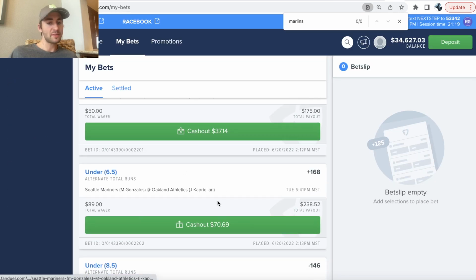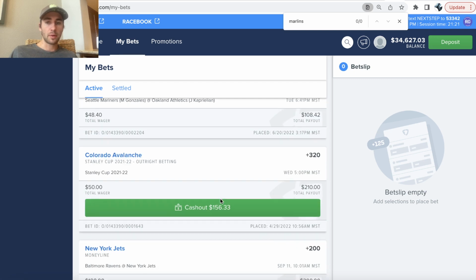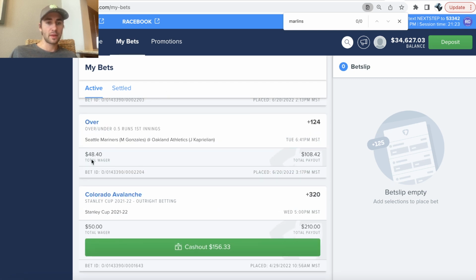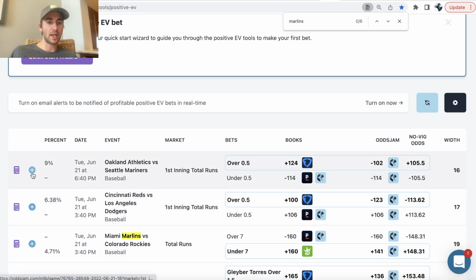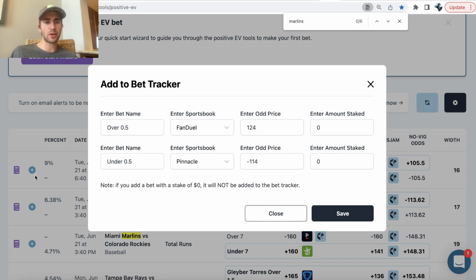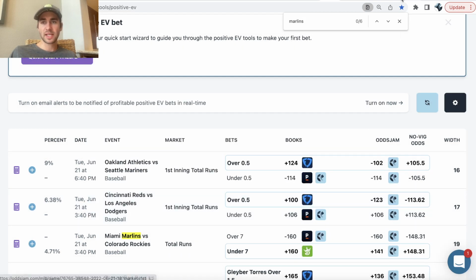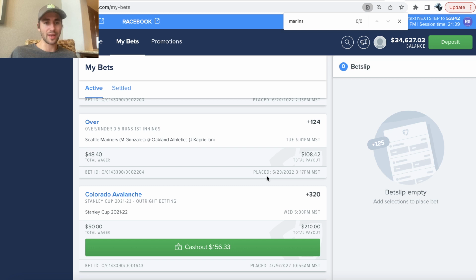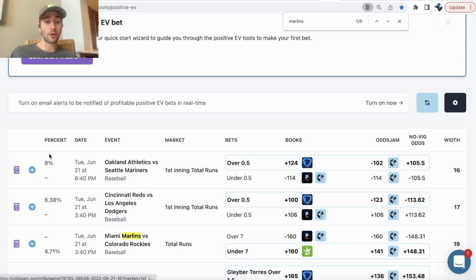You can see I have some bets on the total already, but right here we locked it in. The max wager FanDuel gave us was 48.40, but regardless, we went ahead and locked it in. Then you can add a bet to your bet tracker by clicking this. So that's the first bet we're on, 48.40. Not a particularly large amount, but it's an incredible bet. Early opening lines, 9% profit margin at plus 124 odds, right?